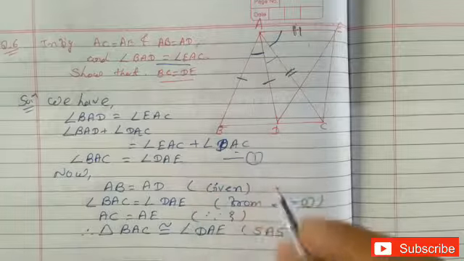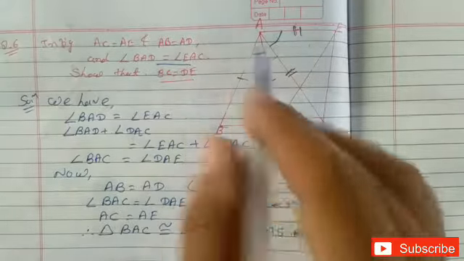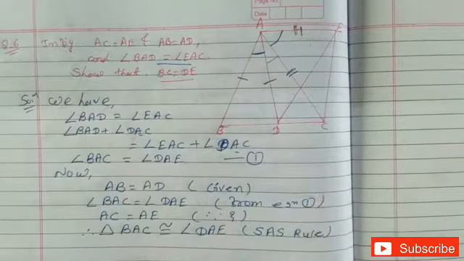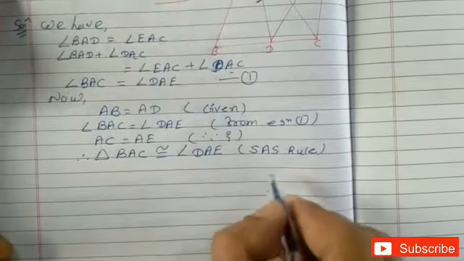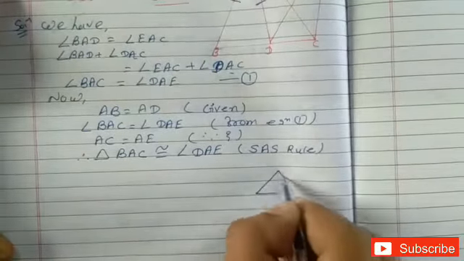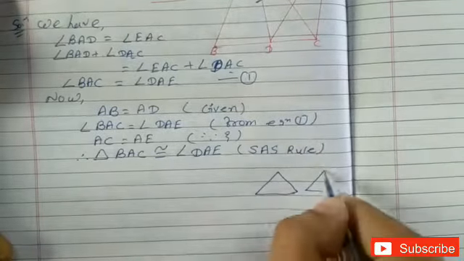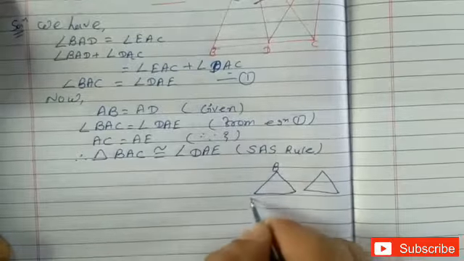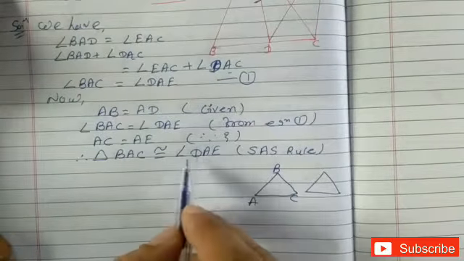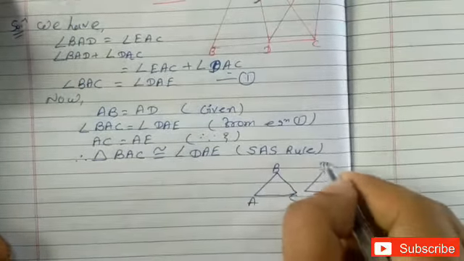Okay, now we have two triangles and both triangles are congruent. I would like to draw a rough figure. Look at here, BAC, am I right? BAC is congruent to DAE.